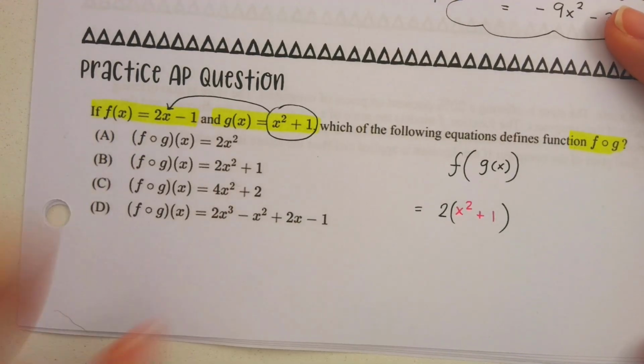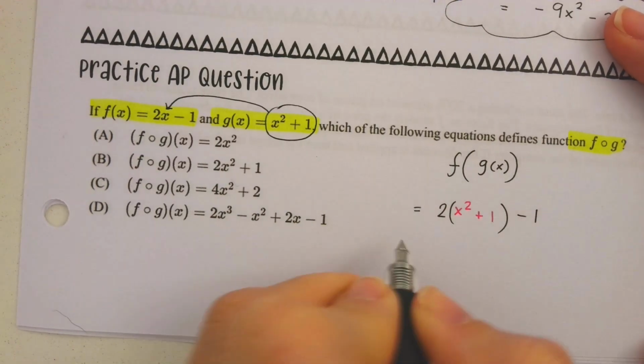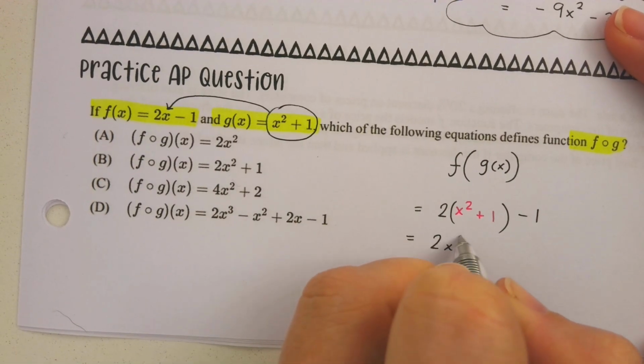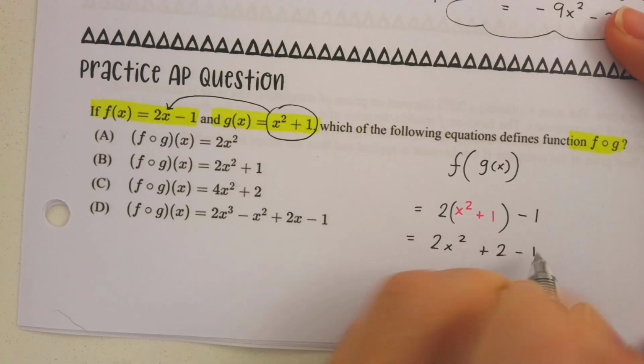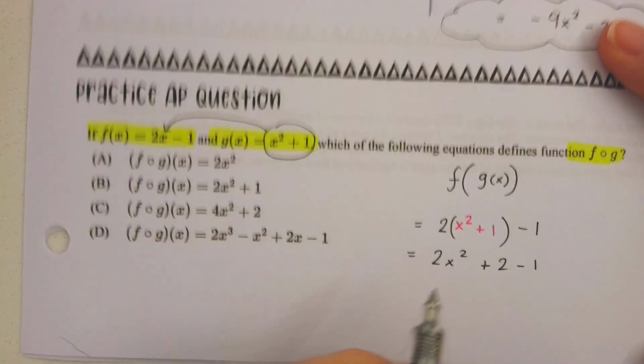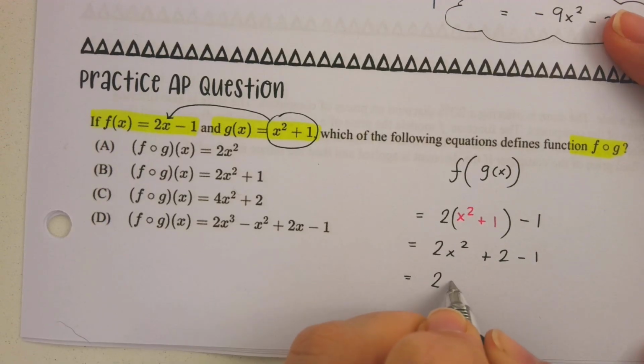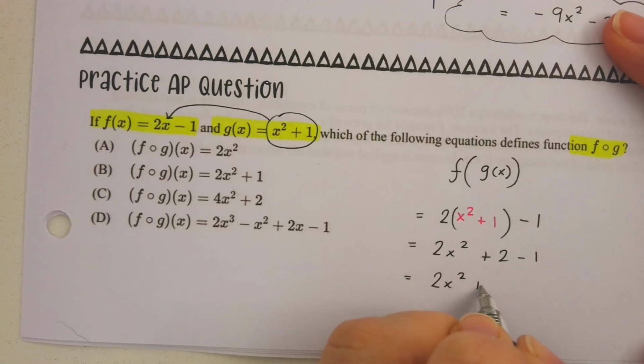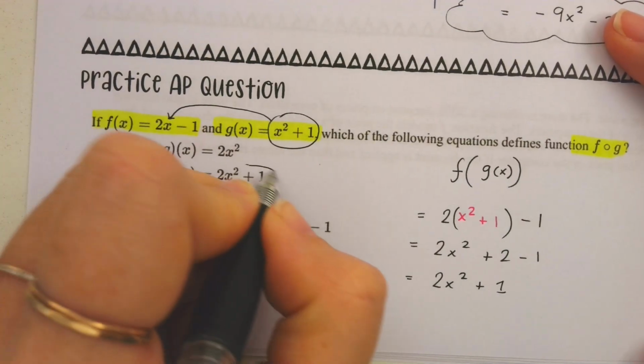And then we'd still have this minus 1 back here. If you distribute the 2, it becomes 2x squared plus 2 minus 1. And then combining the two like terms at the end, it would become 2x squared, 2 minus 1 would be plus 1, which is B.